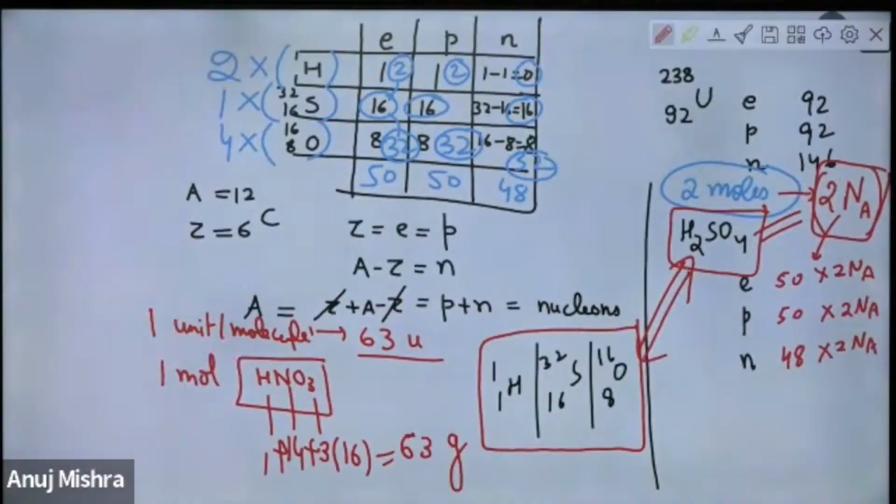H2SO4 molecular weight. 98 gram per mole. Good. Excellent. Others, please be quick.